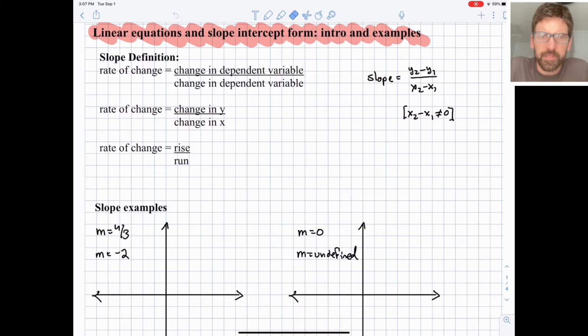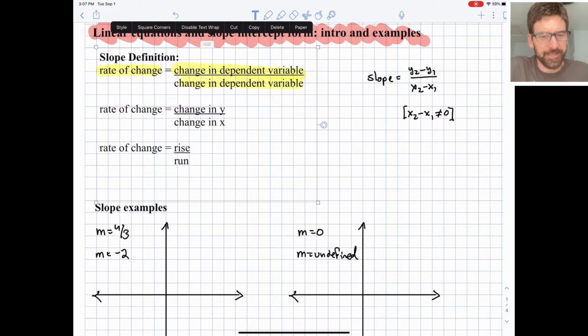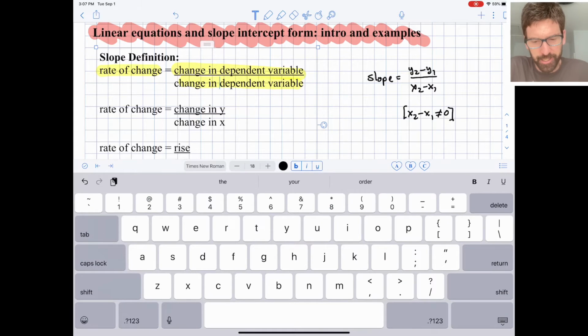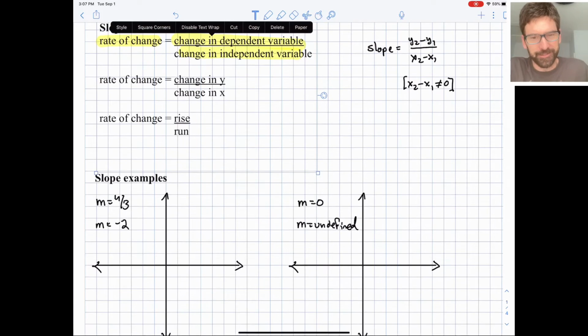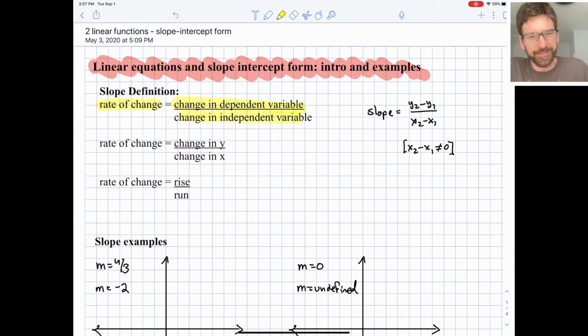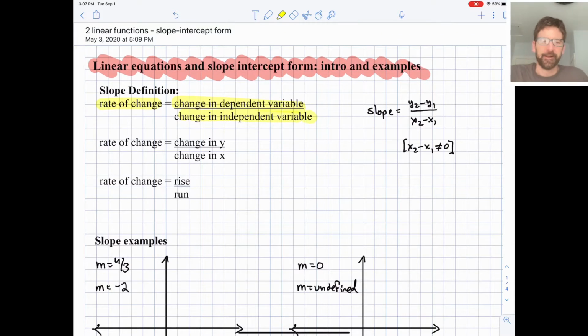A reminder of slope. Slope we refer to as the rate of change, which is the change in the dependent variable divided by the change in the dependent variable. That's not correct. Let me fix that. Slope is the change in the dependent variable divided by the change in the independent variable. Okay, so I got that fixed, I hope. Sorry about that. Think about it as the change in y divided by the change in x, and very informally we call it the rise over the run.